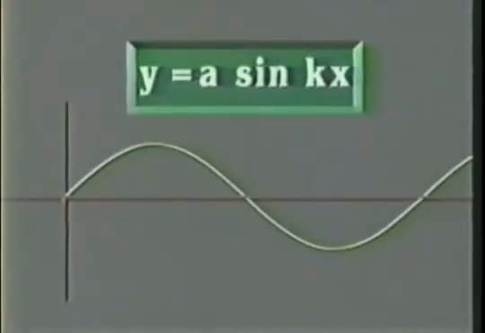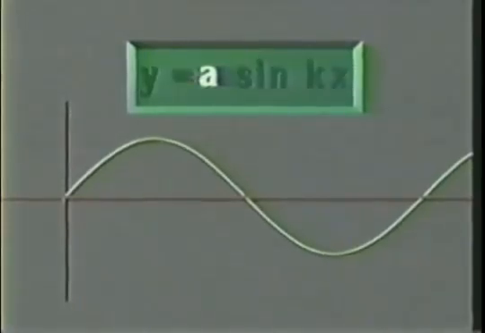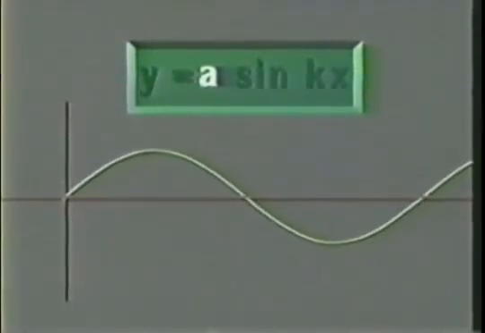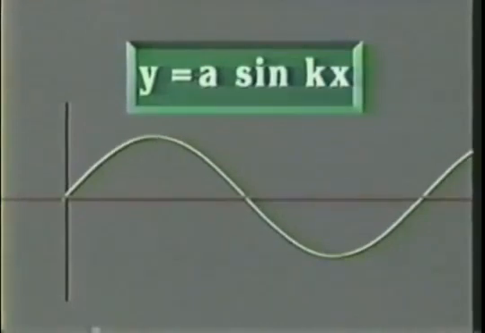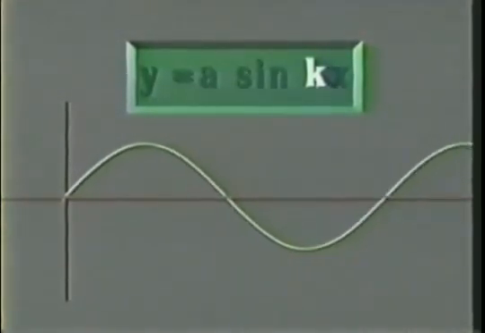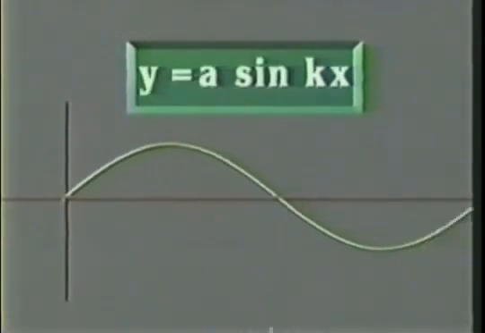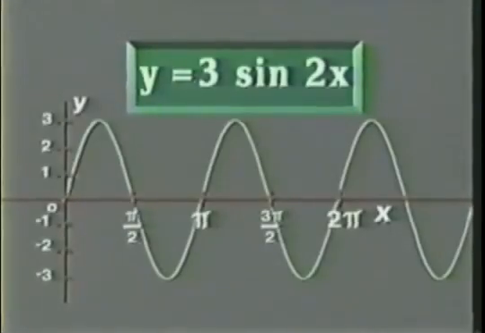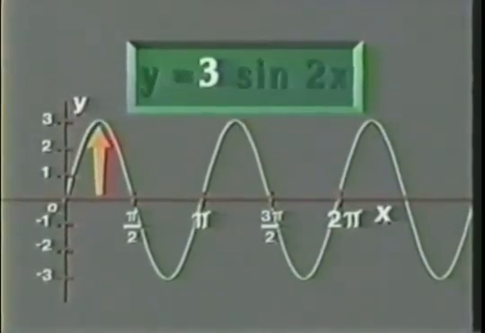To this point, we have found a general equation for sine waves: y equals A sine kx. We found that by changing factor A, we could vary the amplitude, and factor k controls the period. Amplitude is fairly straightforward. For the curve y equals 3 sine 2x, the amplitude is 3.